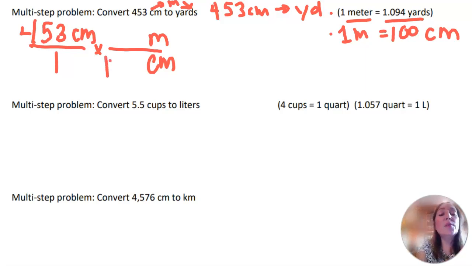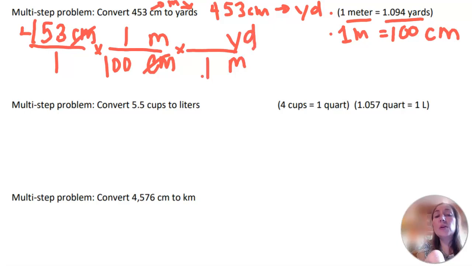Okay, we know there's 100 little centimeters in every 1 meter. We also know that 1 meter has how many yards? 1 meter has 1.094 yards. Remember I was saying that a yardstick is about equivalent to a meter stick? Yep, they're really close, right?